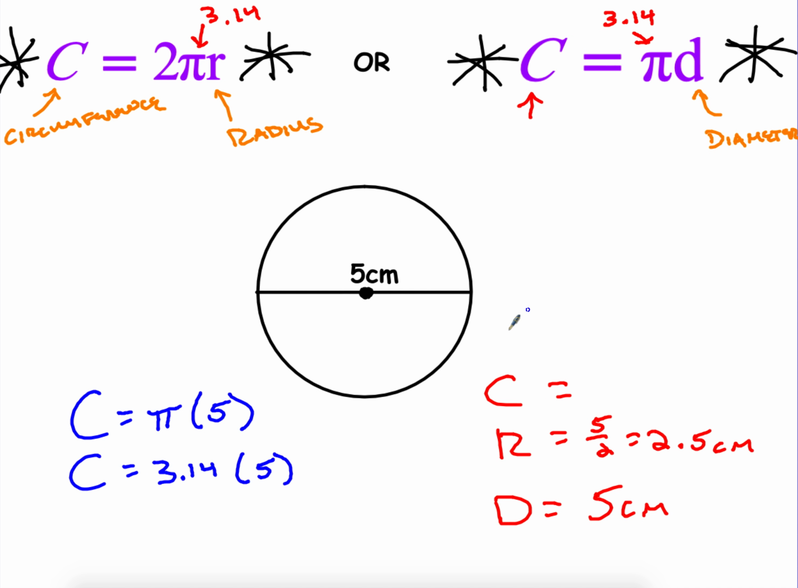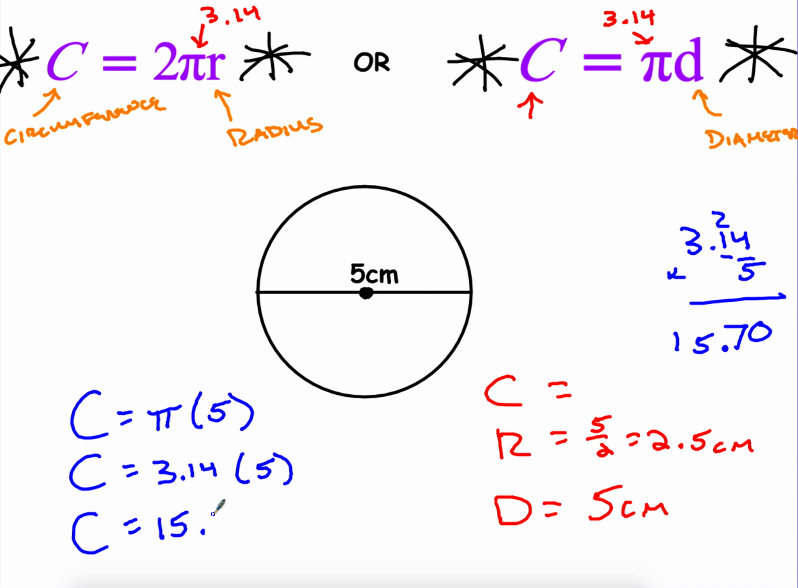So really my circumference is whatever 3.14 times 5 is. Now I can just do that work off to the side, wherever you have room, like on your homework sheets or any paper you're working on. So I've got 5 times 4 is 20, 5 times 1 is 5, plus 2 is 7, and then 5 times 3 is 15. 2 numbers after my decimal, so my circumference of this particular circle is 15.7 centimeters.